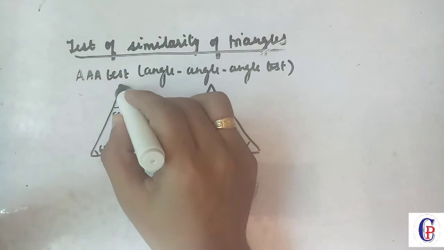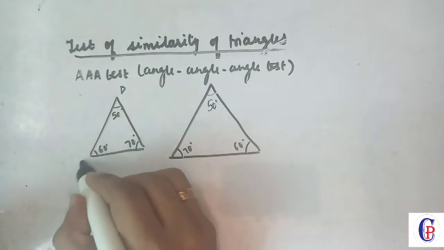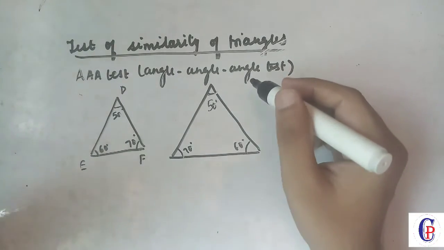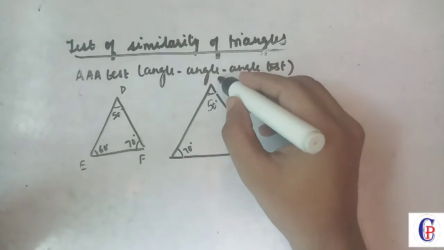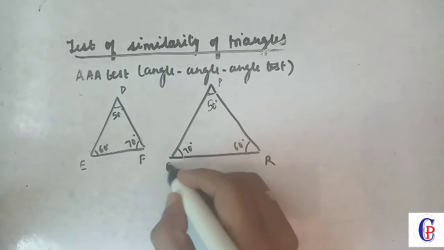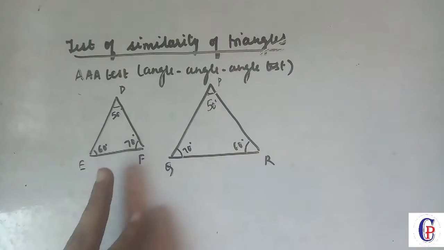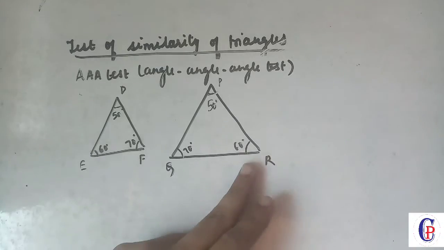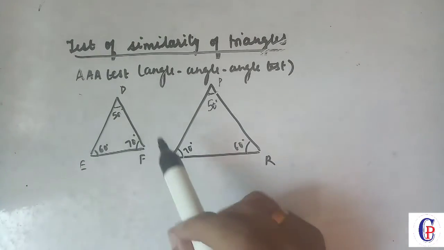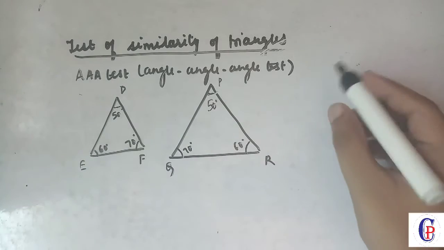So let us name the triangle DEF. There can be any name of the triangle given to us. It is not necessary that it should be DEF only. And here let us take PQR. Okay. Now if you see here, angle E is equal to angle R, angle F is equal to angle Q, and angle D is equal to angle P.